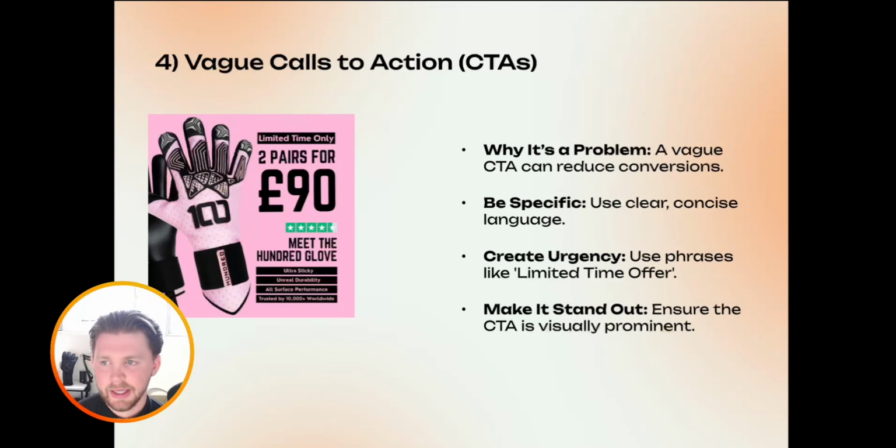Number 4 is a vague call to action. When I'm pushing an offer out, I always like to put a bit of scarcity on it, because it implores people to act. If you're not using it, it's a problem, because a vague call to action can reduce conversions, right? To combat that, you want to be specific. Use clear, concise language. As you can see on my left, limited time only. 2 pairs for £90. That's our offer, and we've got the scarcity on that.